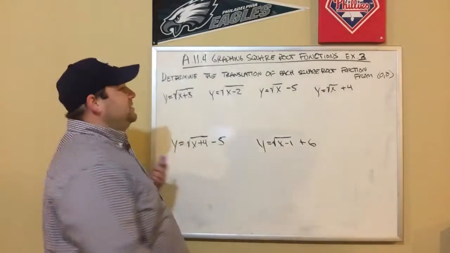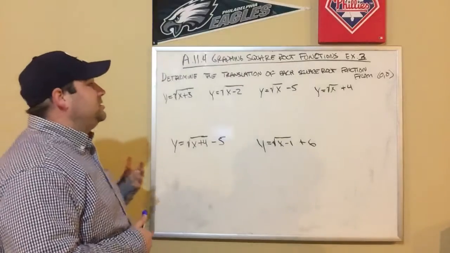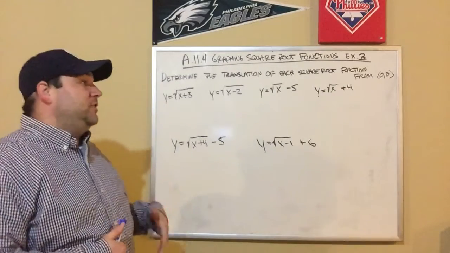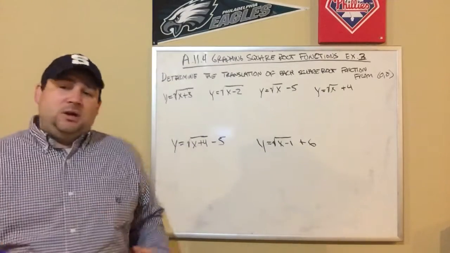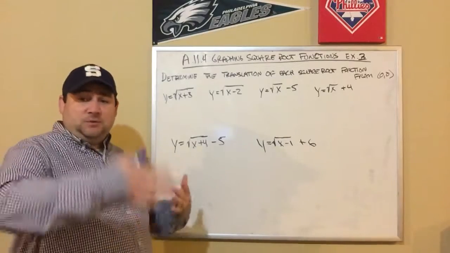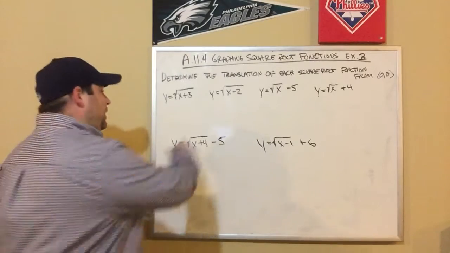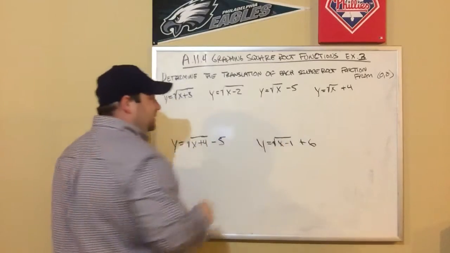Let's continue with talking about graphing square root functions. We're on example 3 now, and this is determining the translation of each square root function from the point (0, 0). So basically what it's asking is, if we think about the basic square root function of y equals the square root of x, we know that starts at (0, 0), and it kind of curves like this.